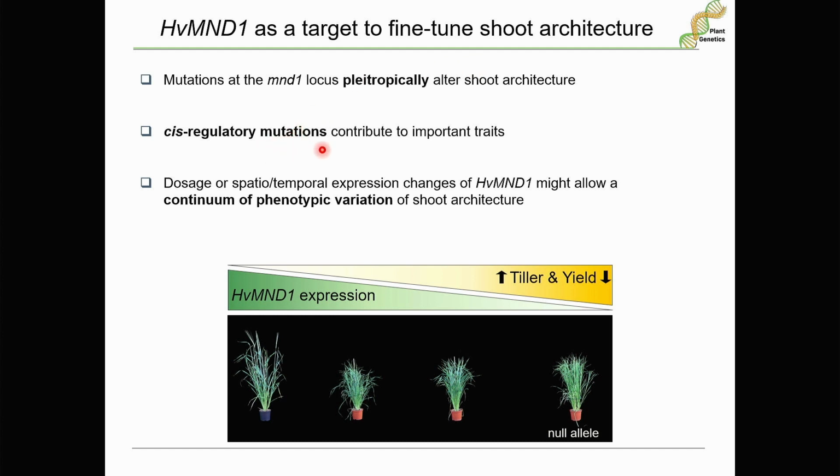And we found that there are cis regulatory mutations using the MND-like mutant and the MND7H mutant, and that these have really interesting effects on the expression of these phenotypes. So our hypothesis is that there's a dosage, or maybe a spatio-temporal expression, of MND1 that leads to this continuum of phenotypic variation that we can get in the shoot architecture.